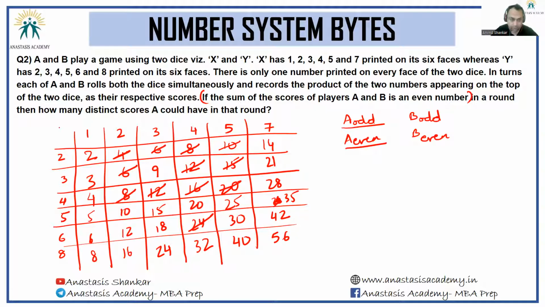So let's count how many unique values we have. In the first column, I have 6 different unique values. In the second column, I have 3 different unique values. In the third column, I have 4 different unique values. In the next column, I have 2 different unique values. In the next column, I have 3 different unique values. In the last column, I have 6 different unique values. So 6 plus 3 plus 4 plus 2 plus 3 is 18, 18 plus 6. The distinct scores that A could have had is 24.